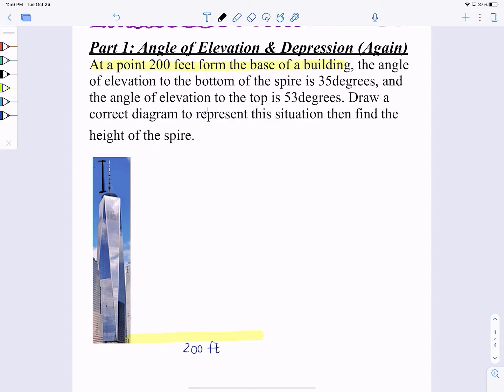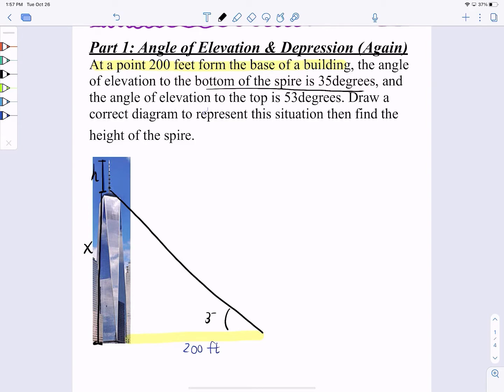We don't know what the spire's length is, but we're going to call this H, the height of the spire, okay? The building also has a height. Let's call that X. I don't care what you call it as long as it makes sense to you, okay? So we know the angle to the bottom of the spire is 35 degrees. The bottom of the spire is here, so it's going to be 35 degrees.